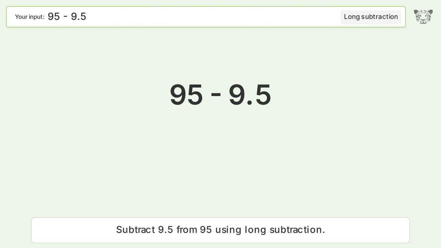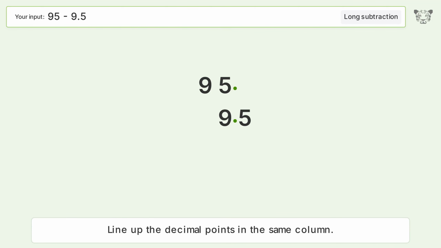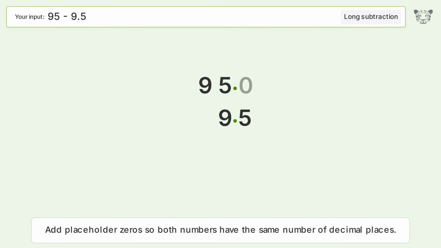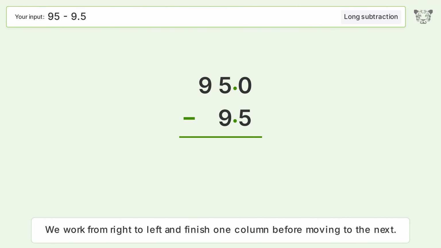Subtract 9.5 from 95 using long subtraction. Line up the decimal points in the same column. Add placeholder zeros so both numbers have the same number of decimal places. We work from right to left and finish one column before moving to the next.